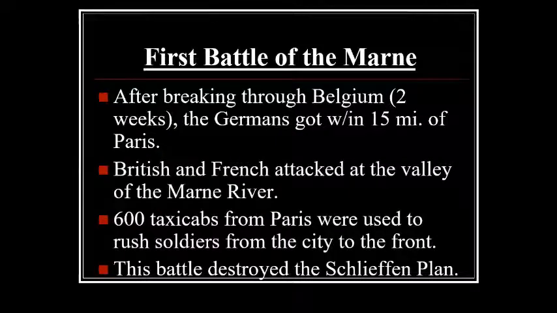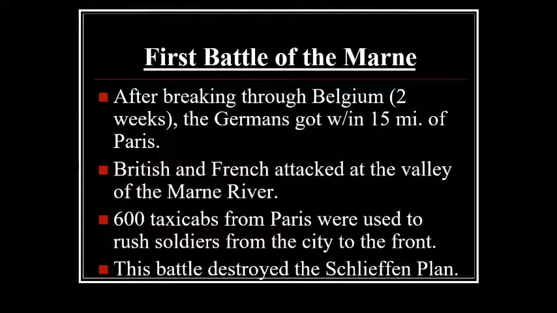So one battle that really needs to be talked about is the First Battle of the Marne, which is a river that is in France and Belgium. Really, it is, well, it's in France. All right, so the Germans, they get within 15 miles of Paris. That is huge because no one expected them to get that far. At least the Allies didn't.